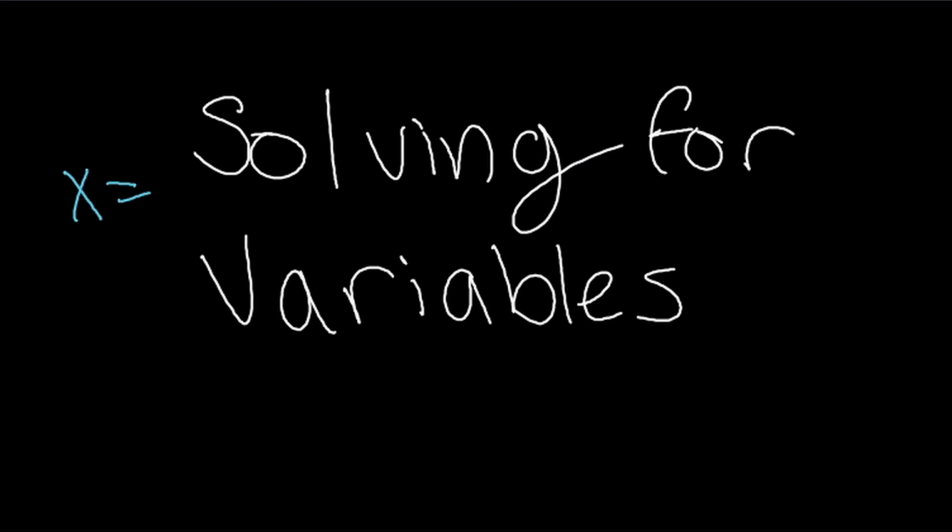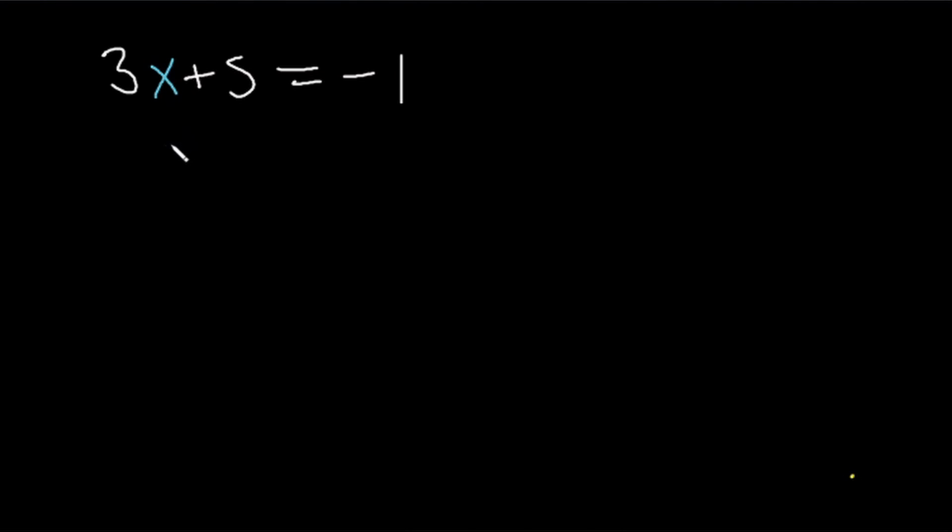Solving for variables. When solving for variables, the most important thing to remember is that whatever you do to one side, you have to do to the other side to make sure the equation stays equal. So, given 3x plus 5 equals negative 1, how do we solve for x?